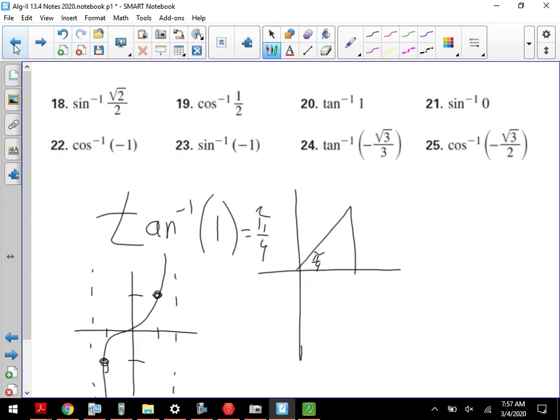22, at negative 1, it would be pi. It would be pi because at 22, cosine of negative 1 is when the x value is negative 1, which is over at pi. Sorry, I'm trying to do this backwards in my head. I'm sitting there rotating and looking at it. Yes, the answer is pi.